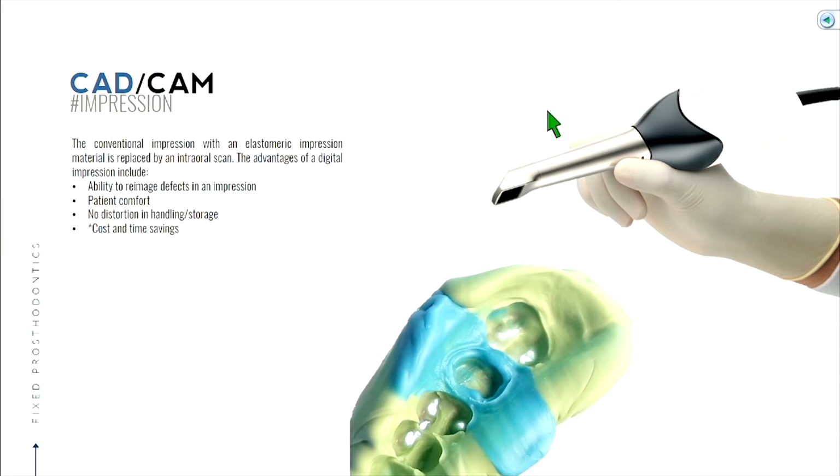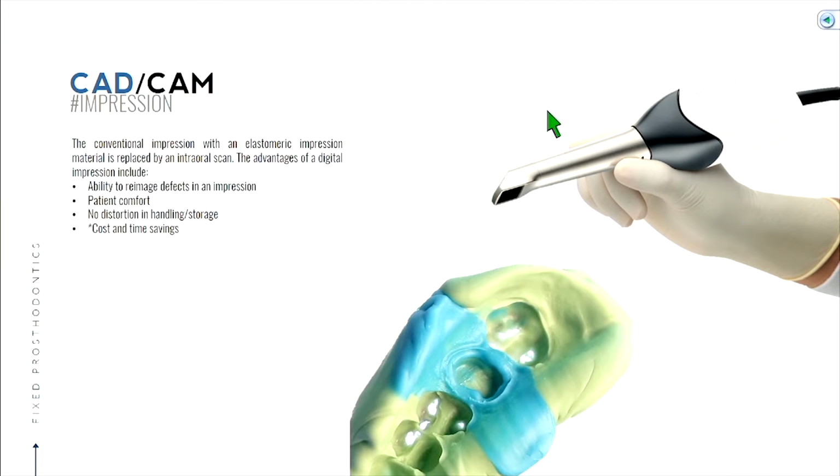You also still need a well-retracted or a well-isolated field. So if you can't see the margin clearly after you've pulled your cord, it doesn't matter whether you're making a digital or conventional impression, you're not going to get a good outcome. Okay? So it's not like the digital method makes up for anything. It's just a different method to get you there.